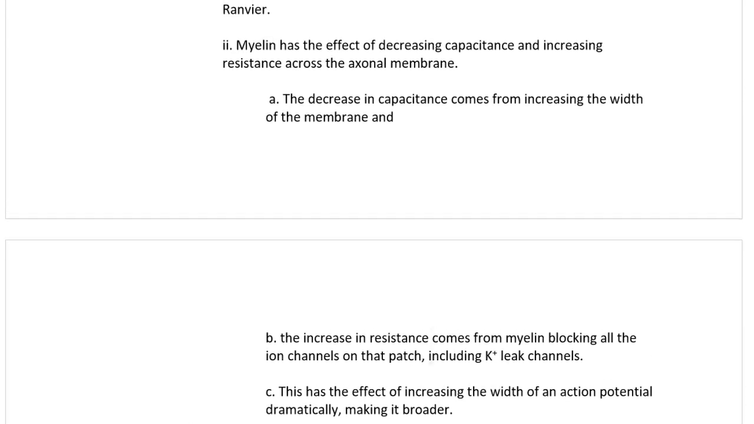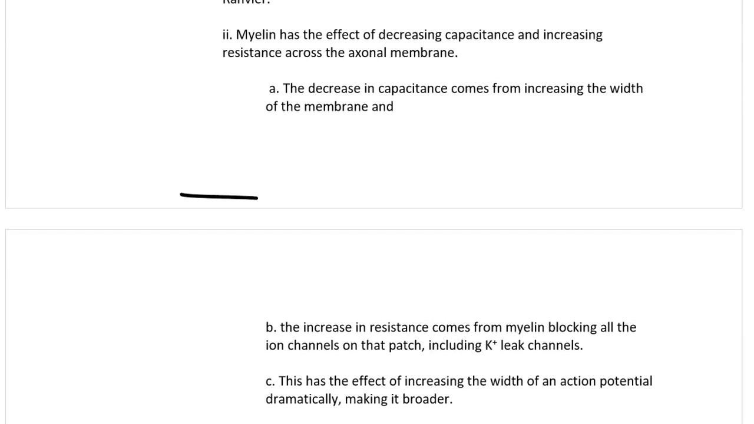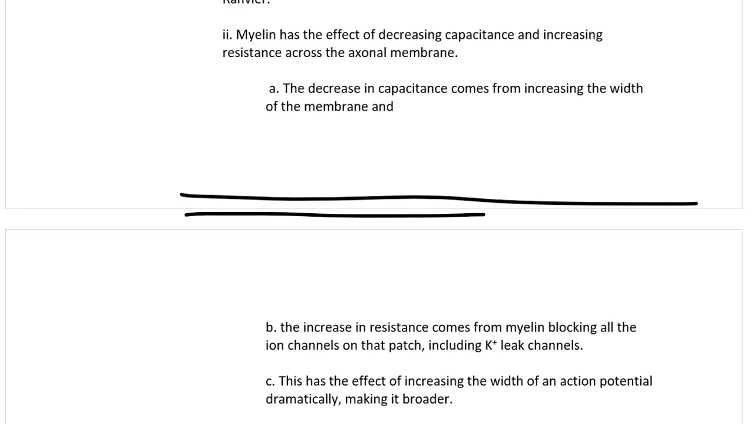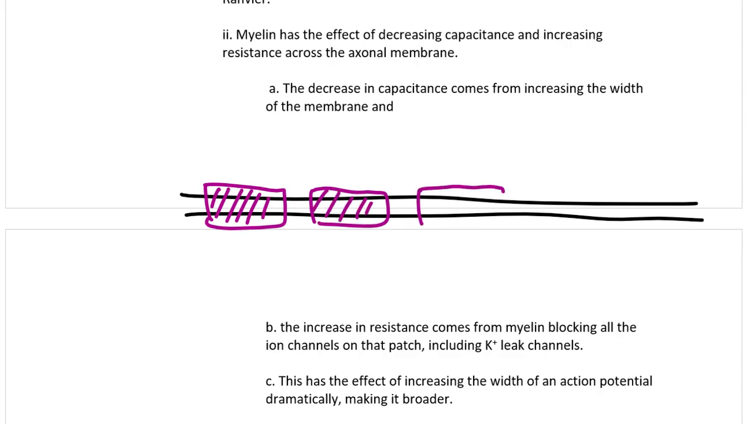So all that is happening is, if here's my axon, and I have myelin around here like this. Here's one myelin sheath, here's another, here's another, and here's another. And the only places I have voltage-gated sodium channels and potassium channels available are right here in red. Let me go ahead and put another one here.